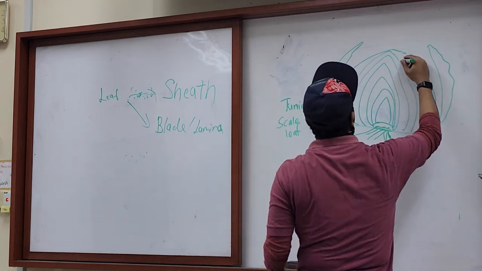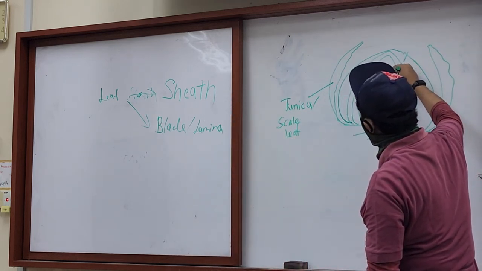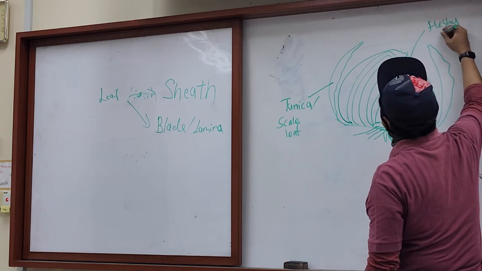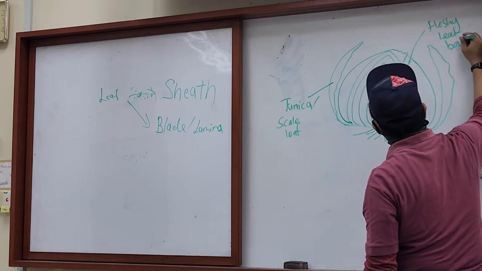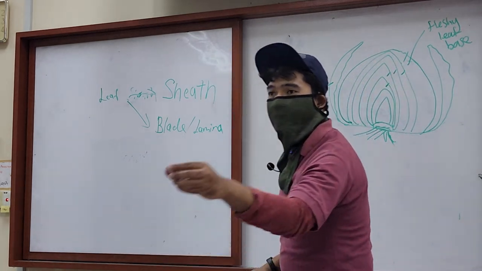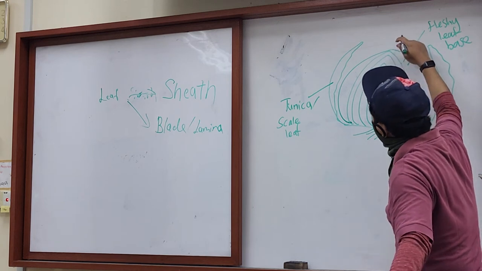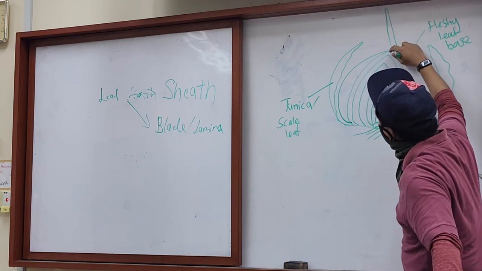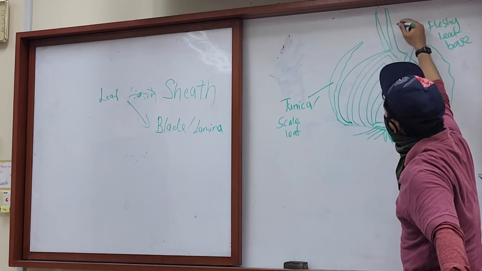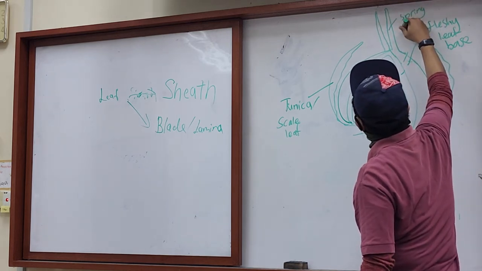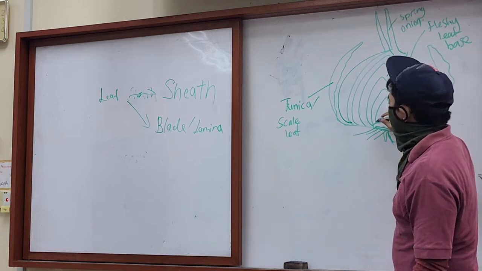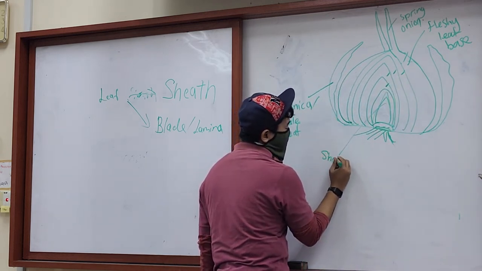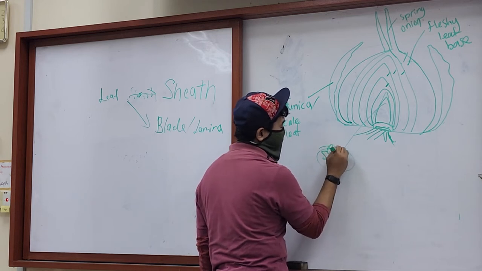These fleshy things that you see layer upon layer upon layer here are actually fleshy leaf bases. If you put this onion into the ground, this will start to form a shoot. This will break and produce a shoot, and this is where you get your spring onion, daun bawang. Right in the middle here, you have your shoot, your apical shoot.